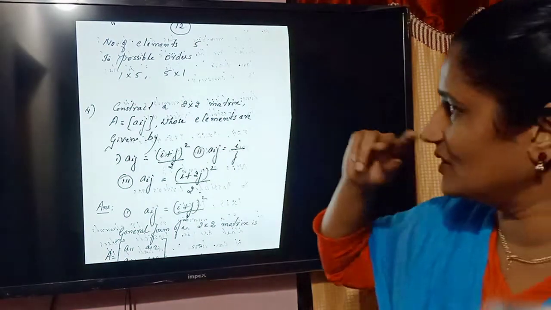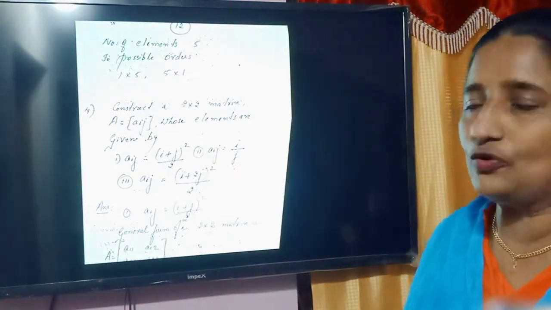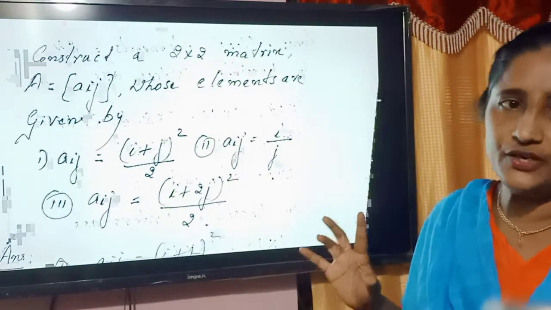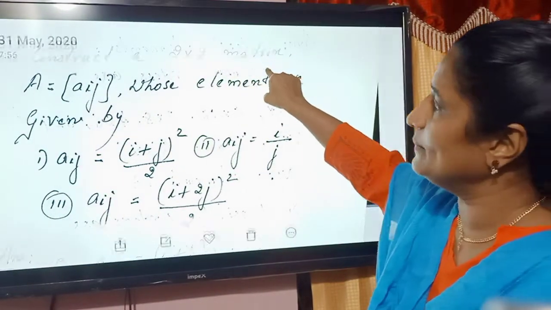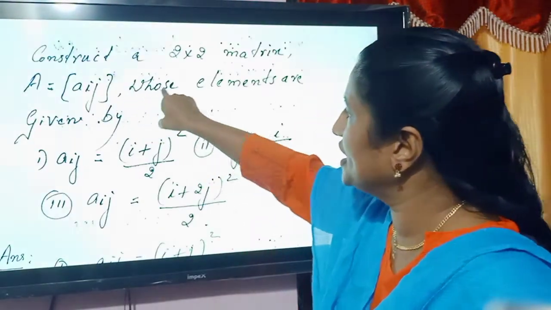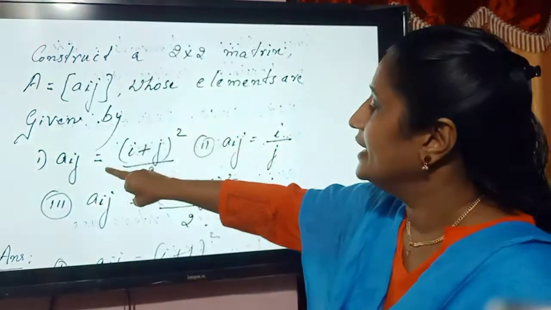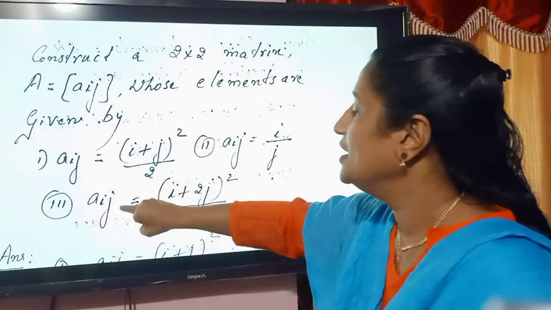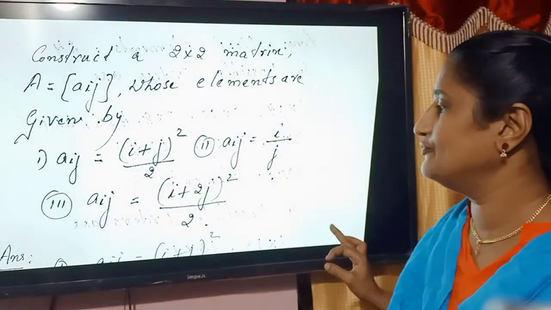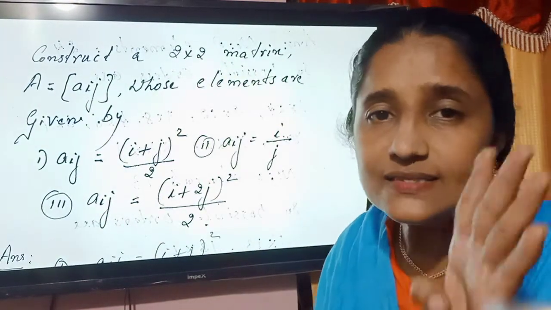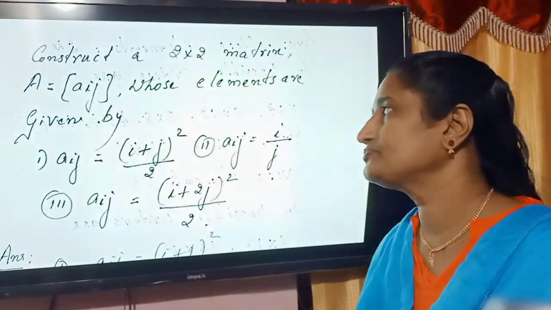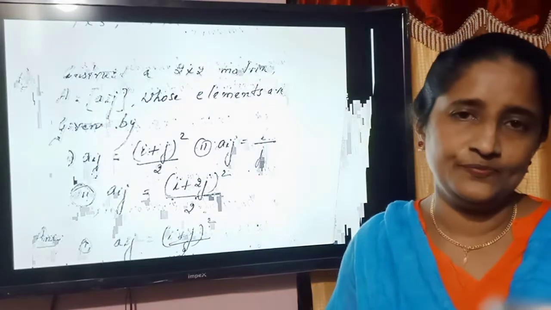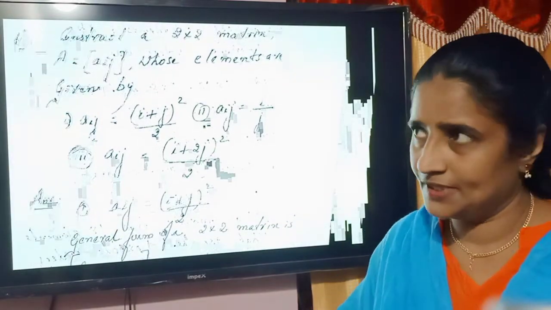Similarly, now let us consider the next question, the fourth question. Construct a 2 by 2 matrix. Now this is a different question, okay? Construct a 2 by 2 matrix A equal to [aij], whose elements are given by aij equals (i plus j) the whole square by 2, aij equals i by j, aij equals (i plus 2j) the whole square by 2. 3 parts are there in this question. Now I am going to explain the first part.